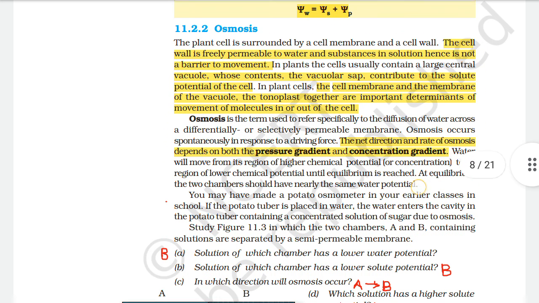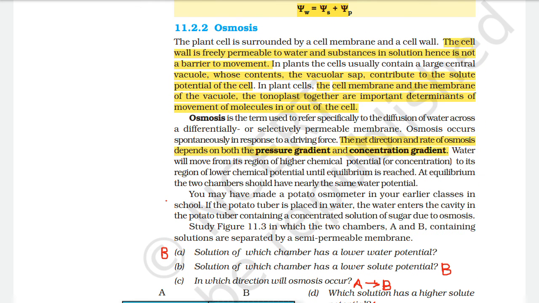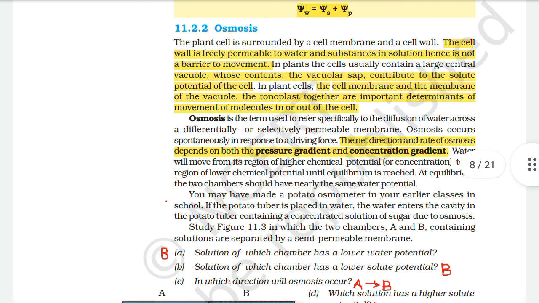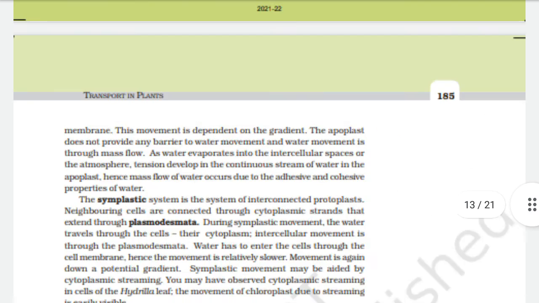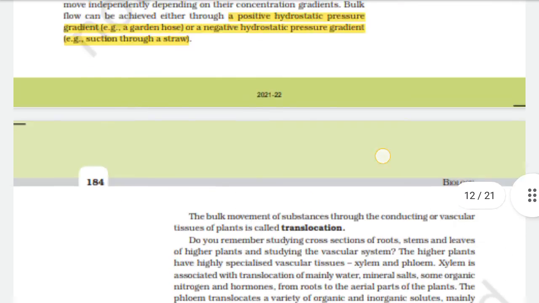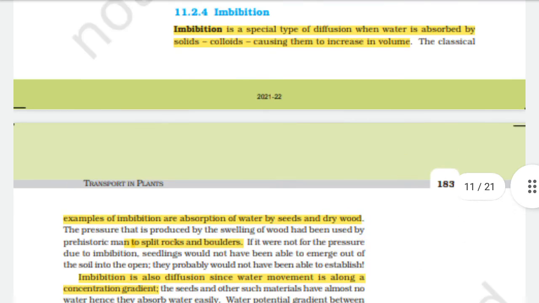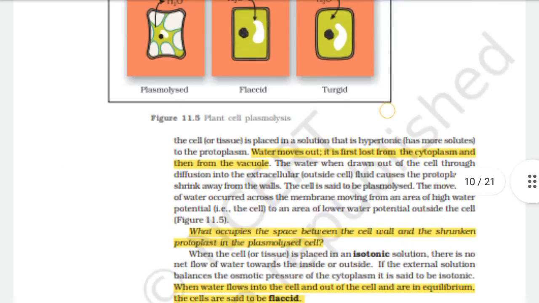Okay, fine. Now come to osmosis. I think you have understood about water potential, what the relationship is and what it depends on. Osmosis is also a type of diffusion only. But in this case, osmosis depends on both pressure as well as concentration gradient, but diffusion depends only on concentration gradient, not on pressure gradient. Osmosis is a special type of diffusion. Imbibition is also a special type of diffusion.